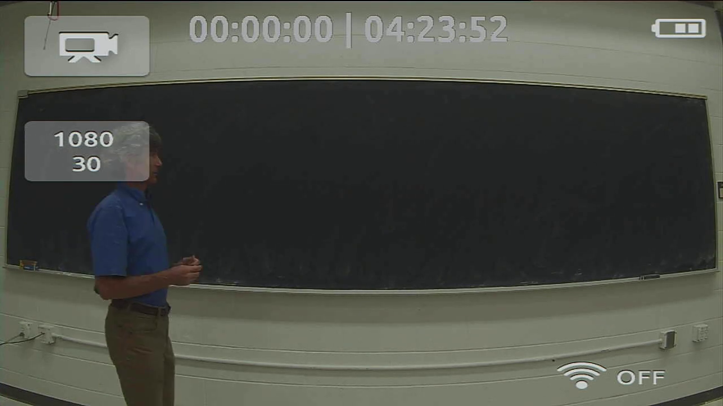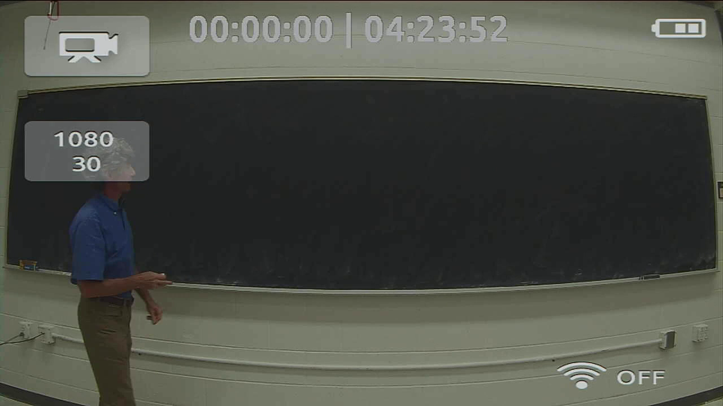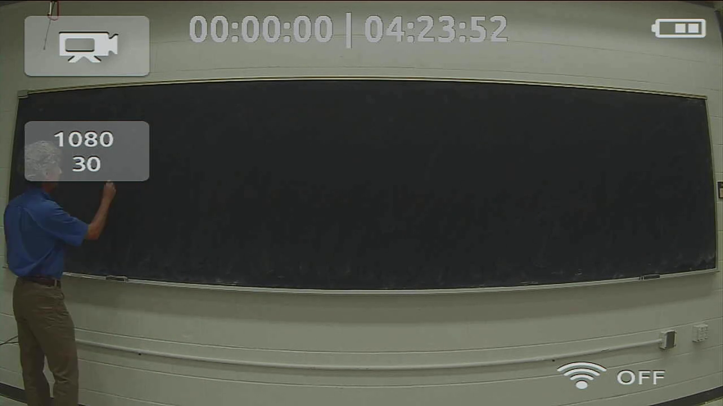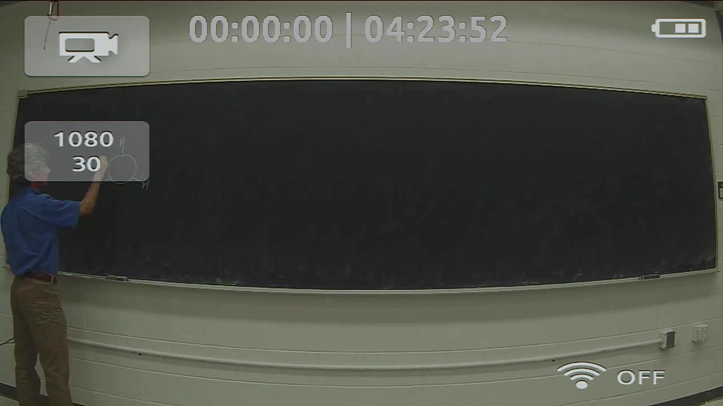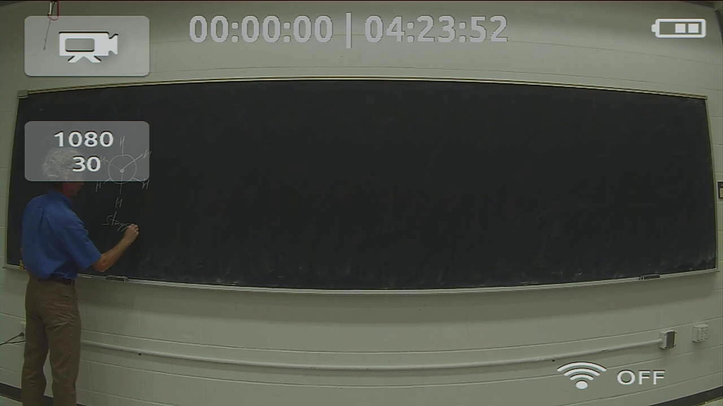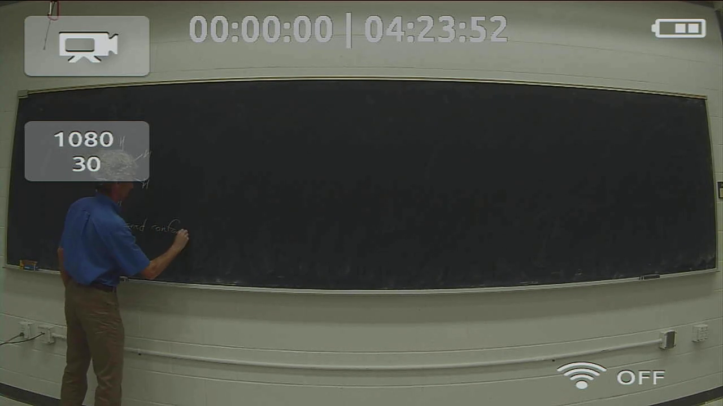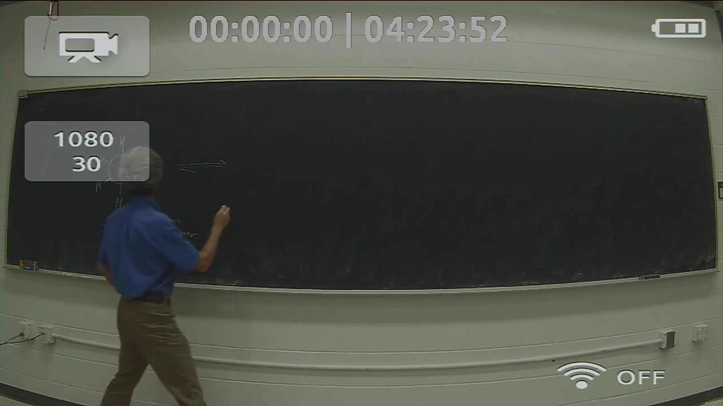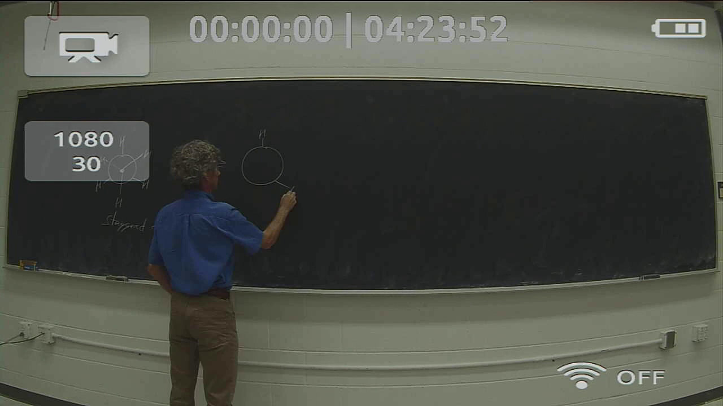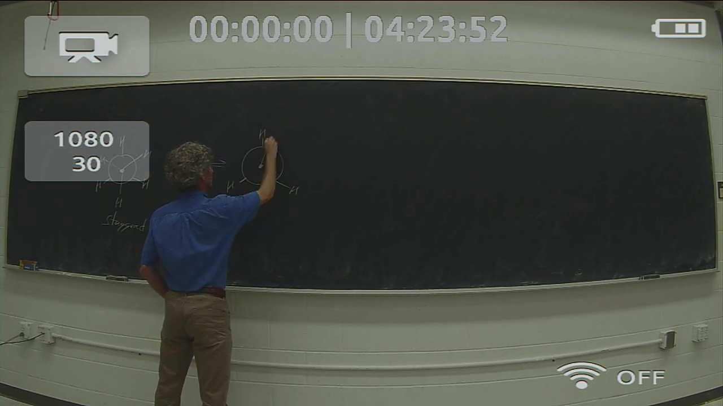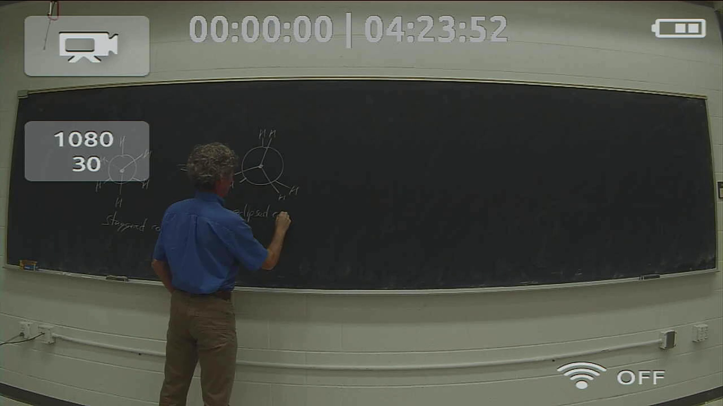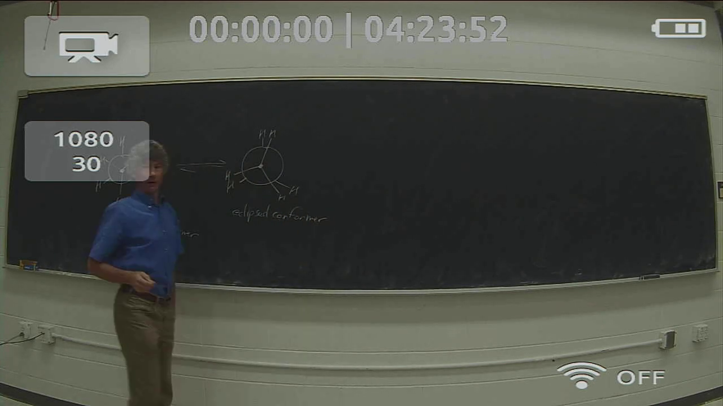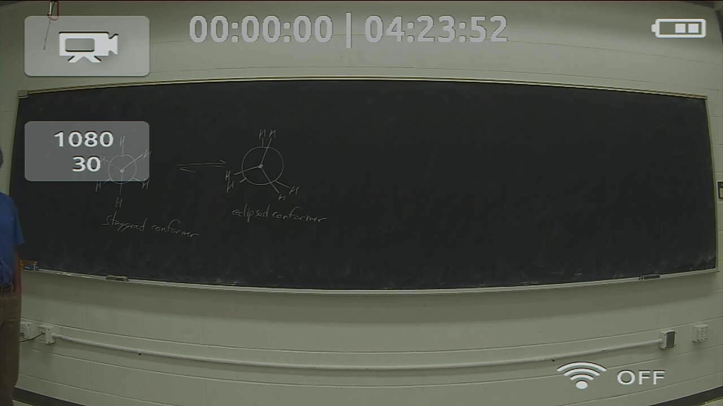So we went through and drew the possible conformational isomers for ethane, and we noticed there are really just two different energies. There is a staggered conformer in equilibrium with an eclipse conformer. And we know that the enthalpy difference between those two is 2.9 kilocalories per mole.